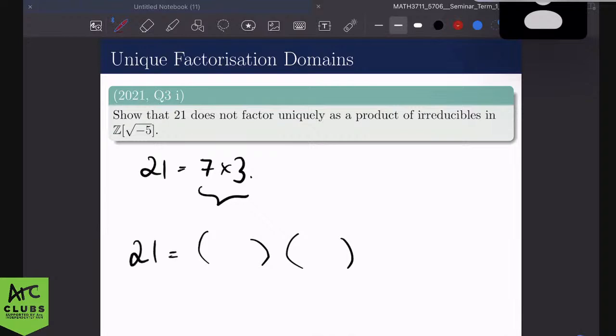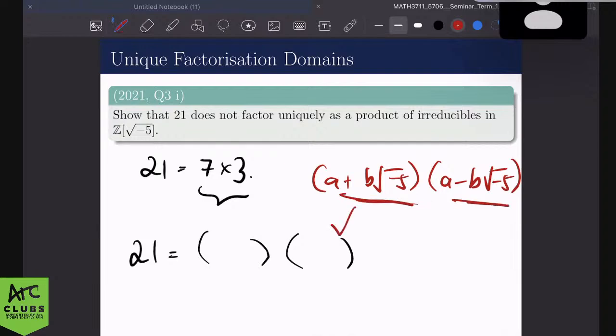So if you do something like a plus b square root minus 5 times c plus d square root minus 5, then for it to be equal to a real number, they need to be conjugates of each other. So basically we'll have something like a plus b root minus 5 and a minus b root minus 5. How can we get numbers a and b such that this product is equal to 21?